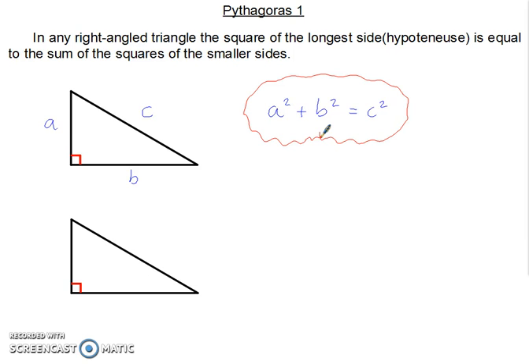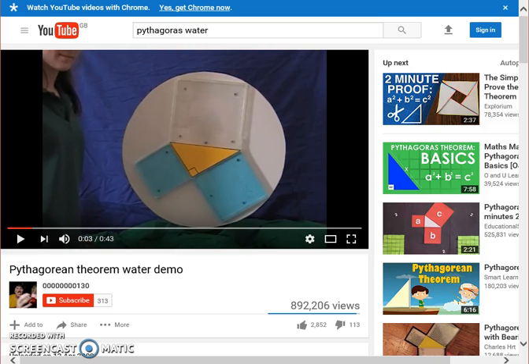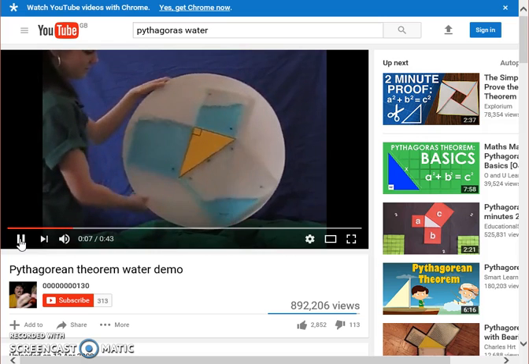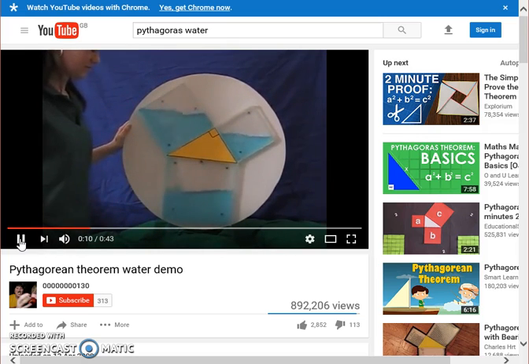Now then, we've got a very nice visualization of two smaller squares in this triangle here. We've extended the sides out, we've made them into a square, we've filled them with water, and watch what happens when we turn the wheel around. The water from the two smaller squares flows into the larger square, and as you'll see, fits in there nice and neatly, very exact.